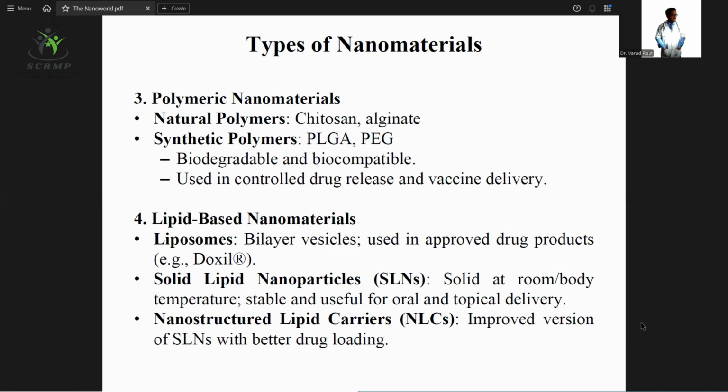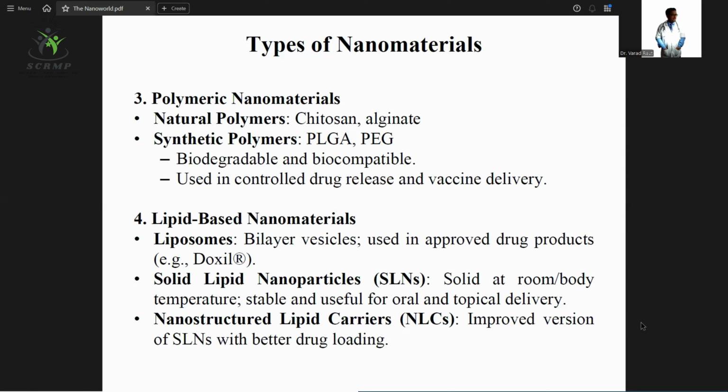Another thing is nanostructured lipid carriers. Nanostructured lipid carriers are the improved version of solid lipid nanoparticles. But what is the advantage here? Nanostructured lipid carriers have great drug loading capacity.